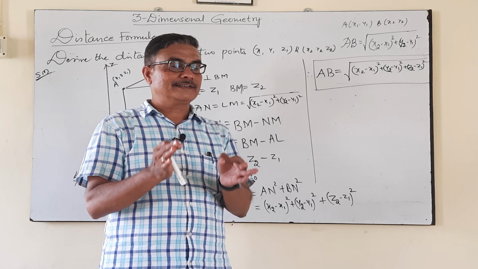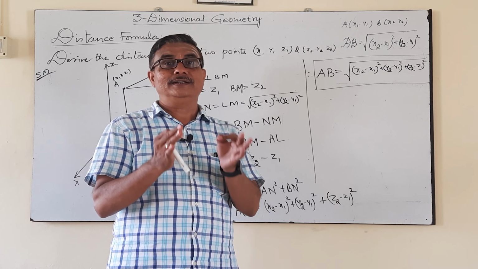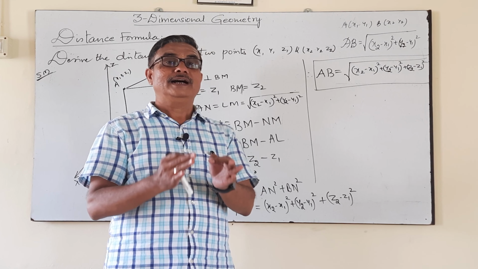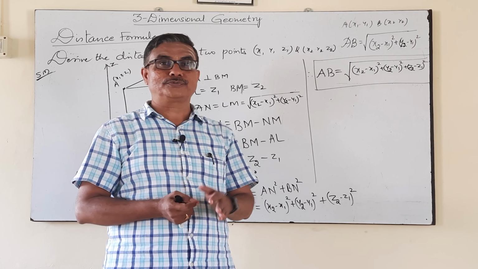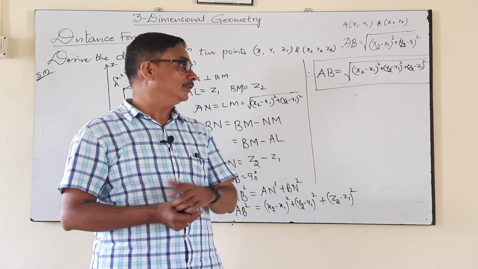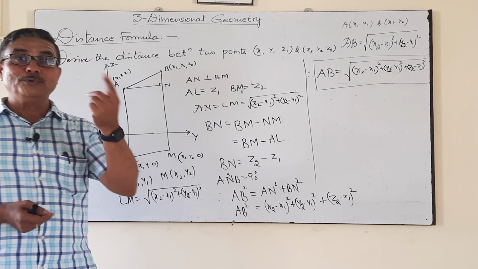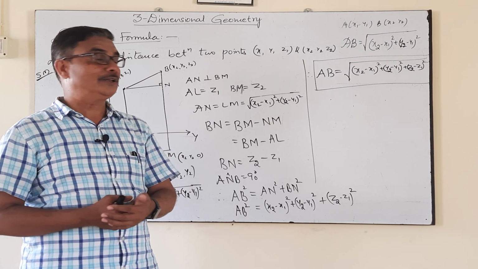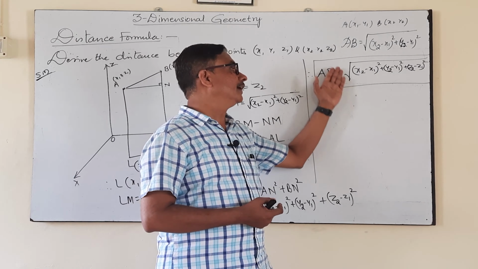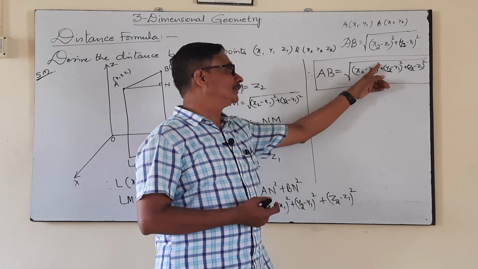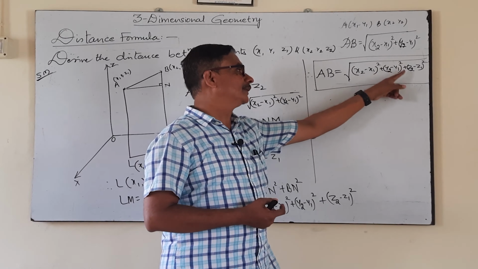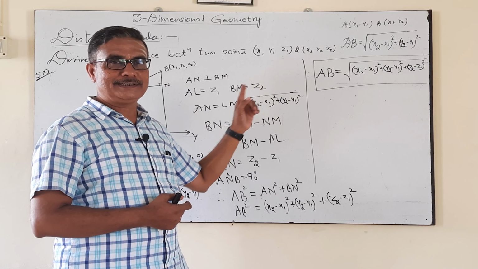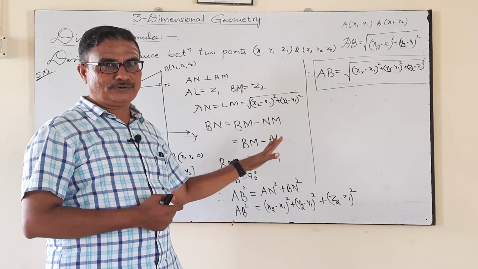In 10th standard, we solved in 2 axes: the distance between 2 points (x1, y1) and (x2, y2) is given by the formula under root of (x2 minus x1) to the power of 2 plus (y2 minus y1) to the power of 2. Whereas in 3 axes, there is one more term: the distance between 2 points (x1, y1, z1) and (x2, y2, z2) is given by the formula under root of (x2 minus x1) to the power of 2 plus (y2 minus y1) to the power of 2 plus (z2 minus z1) to the power of 2. This is known as the distance formula.